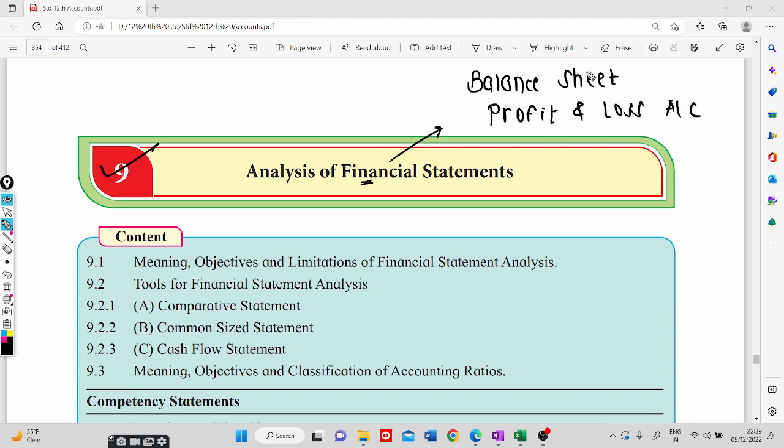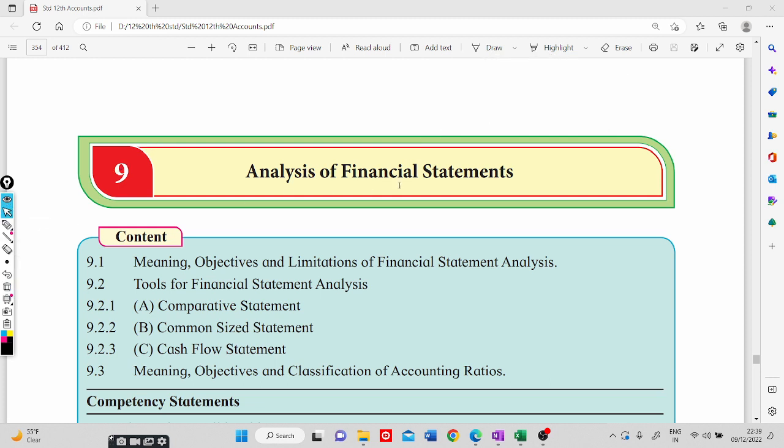Now the balance sheet shows the financial position of a firm as on a given date, while the profit and loss account indicates the profit earned or loss incurred by the business during the year. First we will try to understand what the balance sheet is and what the components of the balance sheet are.